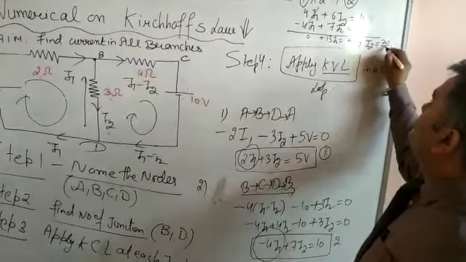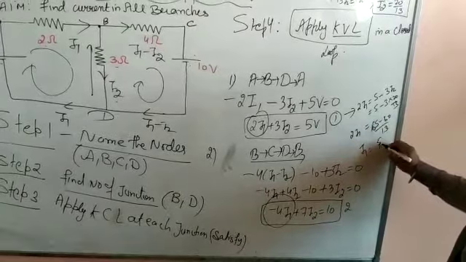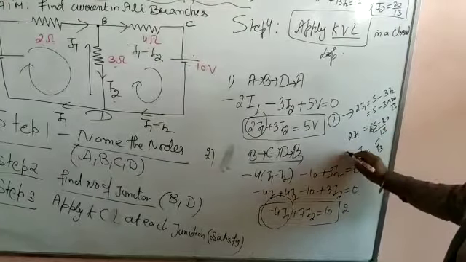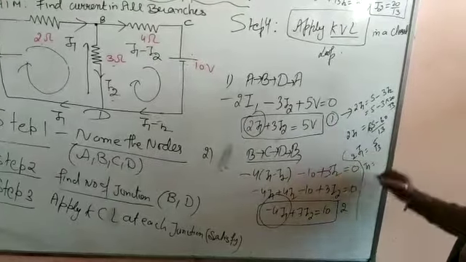That is 5 into 13, 65 minus 60 upon 13. And from here you will get I1, that is 5 by 13, and I1 is 5 by 26. Now this is the answer. Hence the value of I1 is 5 by 26, I2 is 20 by 13, and what is the current in branch BC? BC current will be I1 minus I2.